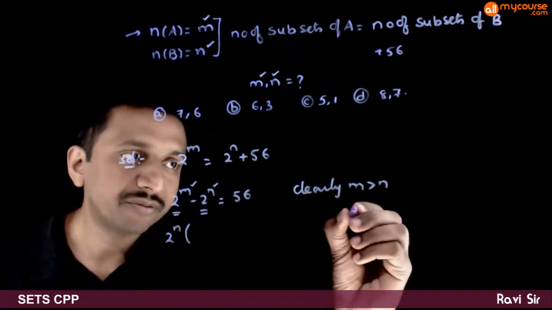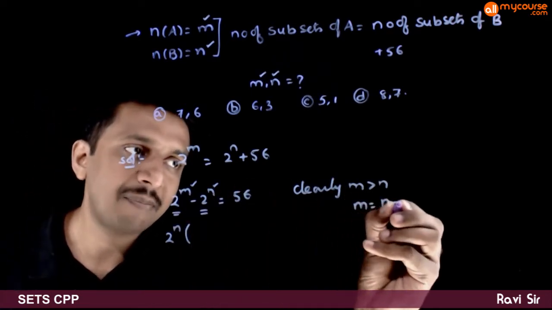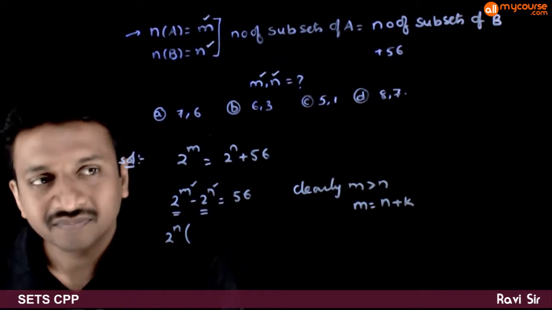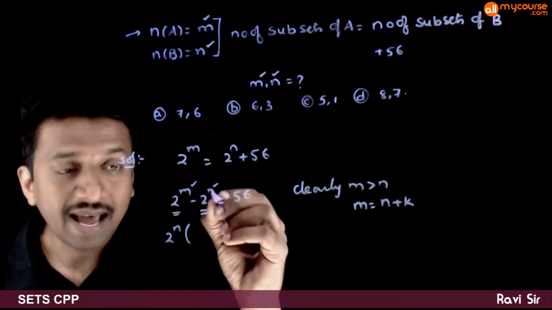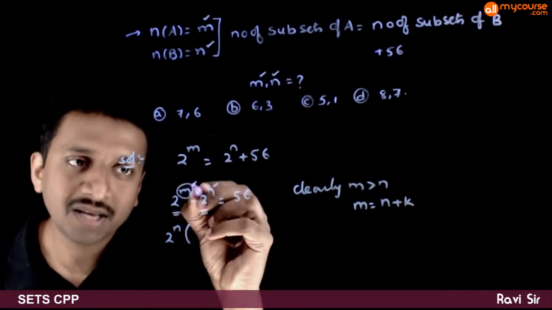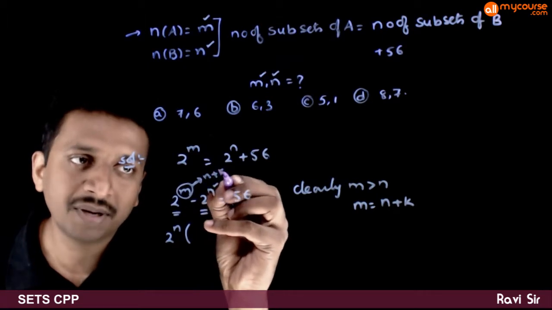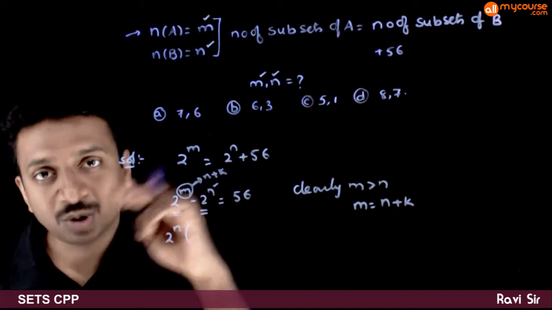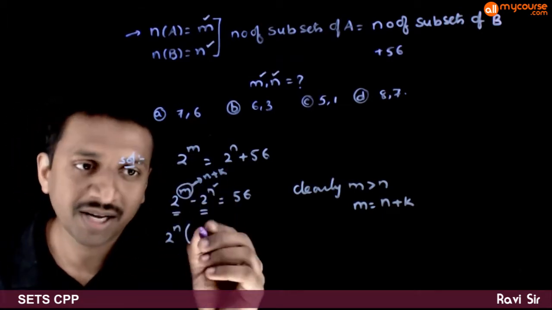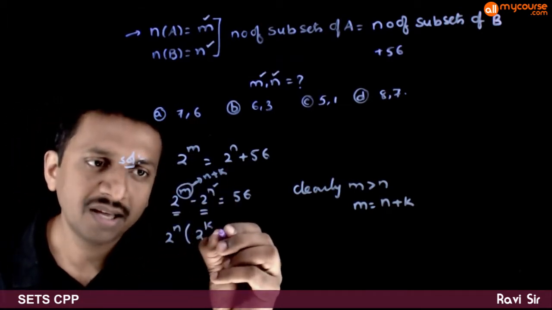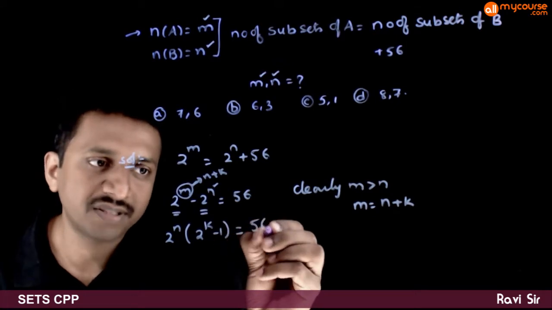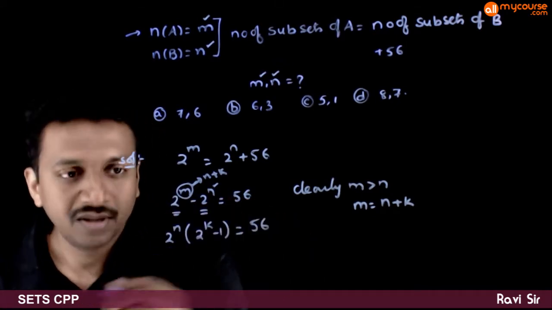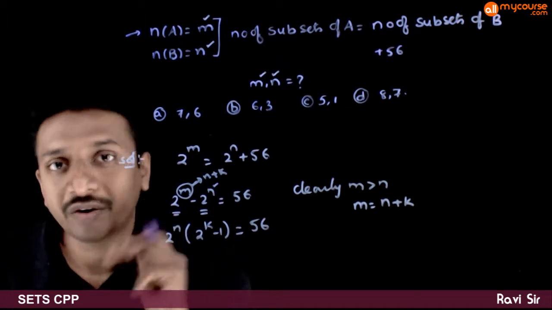So you can think of m as n plus some number k. So 2 power n plus k is 2 power n times 2 power k. So if I take 2 power n as common, I get 2 power n into 2 power k minus 1 is equal to 56.